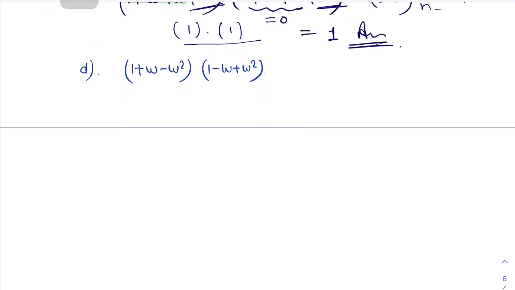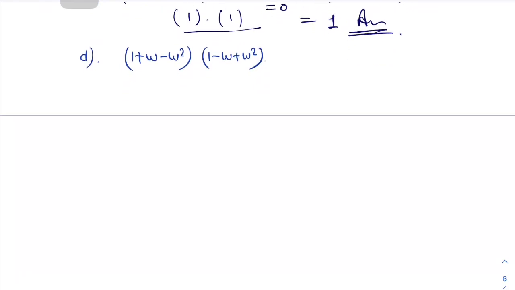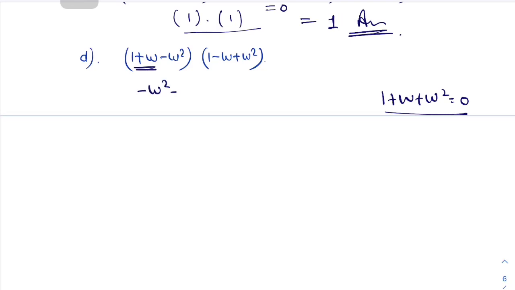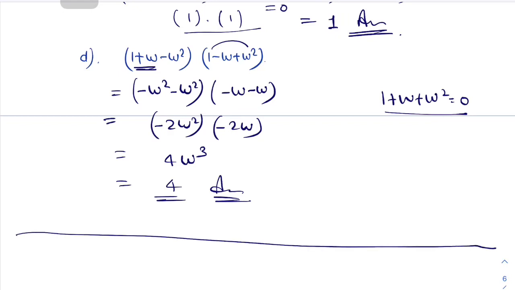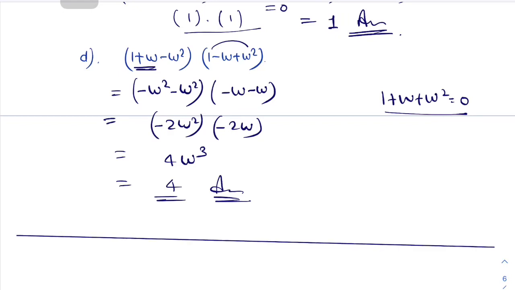Next part, 1 plus omega minus omega square into 1 minus, this is very simple. We know that 1 plus omega plus omega square is equal to 0. So I can write 1 plus omega as minus omega square, and 1 plus omega square as minus omega. So this is minus 2 omega square, this is minus 2 omega, minus 2 into minus 2 is 4 into omega cube. So this is 4. That's it for complex cube root of unity.